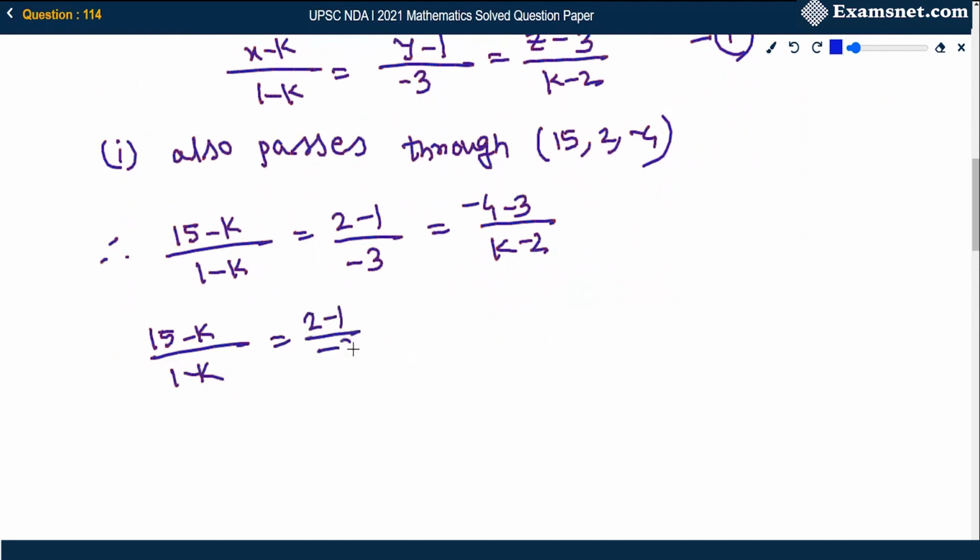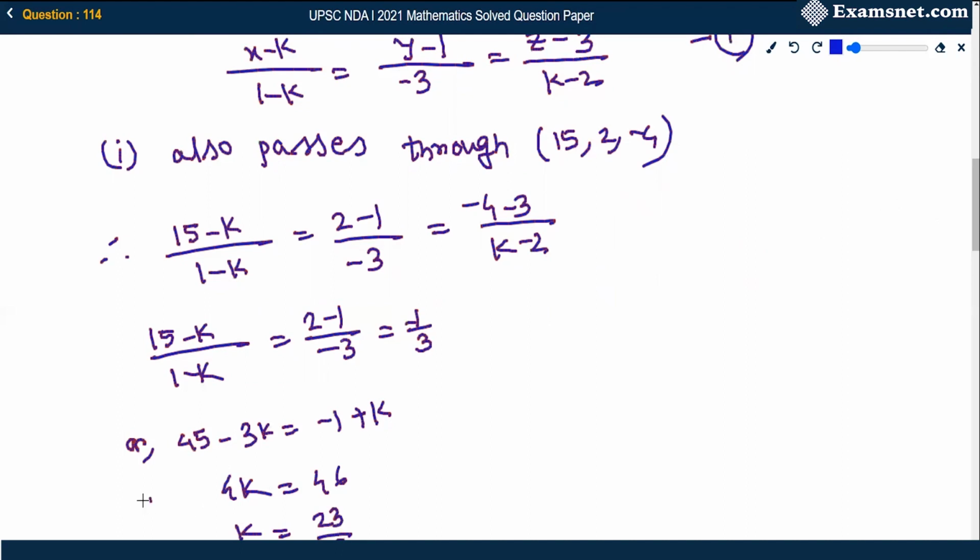2 minus 1 minus 3. So yes, 1 by minus 1 by 3. So we got 45 minus 3k minus 1 plus k. Okay, so here 4k equals 46. That means k equals 23 by 2.